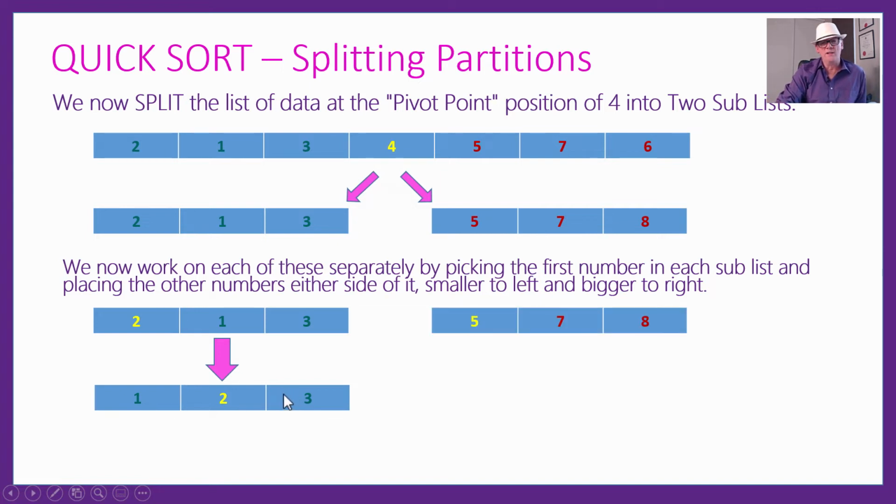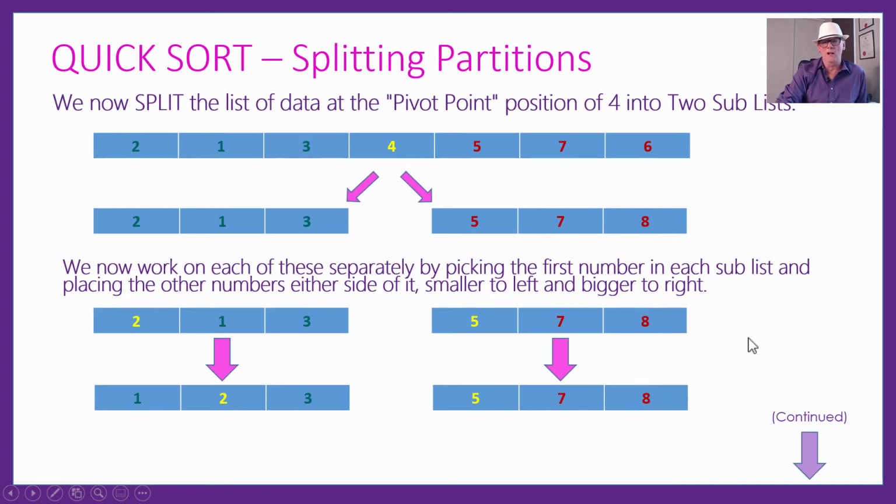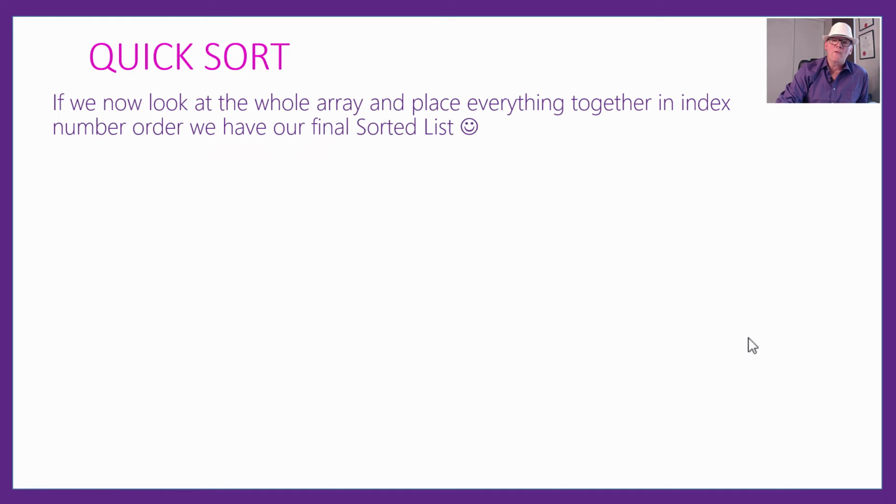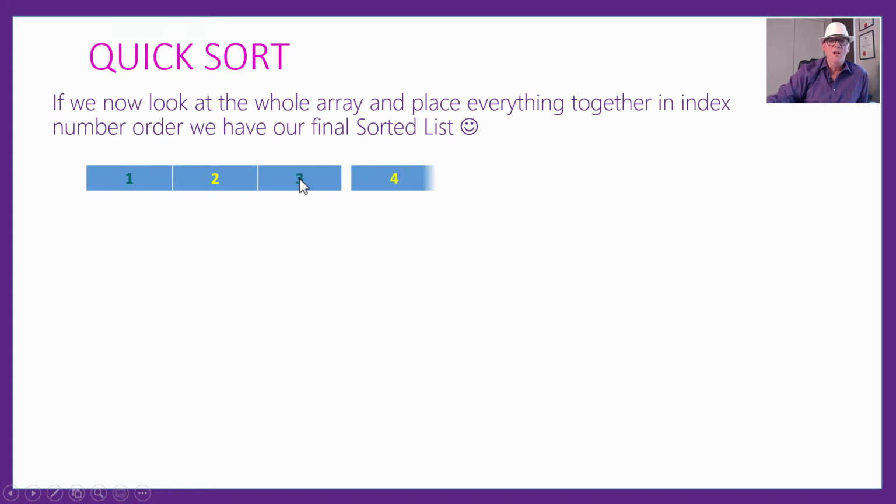Then we work on the right-hand side separately. So 5's there at the start. Anything that's smaller needs to go to the left. Anything that's bigger needs to go to the right. Well, these are already bigger and they're already on the right, okay? And so we've got that half into sorted order as well. All right, so if we now look at the whole array and assemble it back together, we've got that left-hand side, which we did separately, 1, 2, 3. We've got our 4, which we put into the middle.